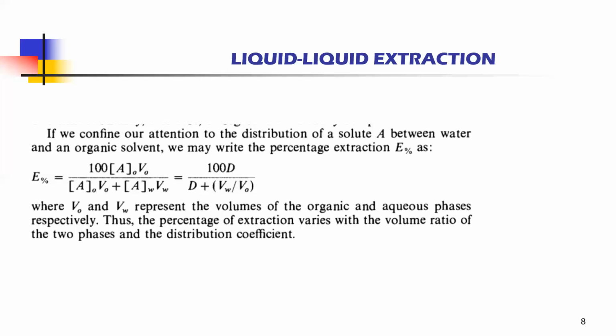So it is always recommended that instead of using a larger volume in one single step, we divide that larger volume into small aliquots. Suppose we want to extract 50 ml of aqueous layer with 25 ml of organic layer. Instead of taking 25 ml in one single step, we can carry out the extraction with 5 times 5 ml volume of organic layer. That gives us better efficiency.